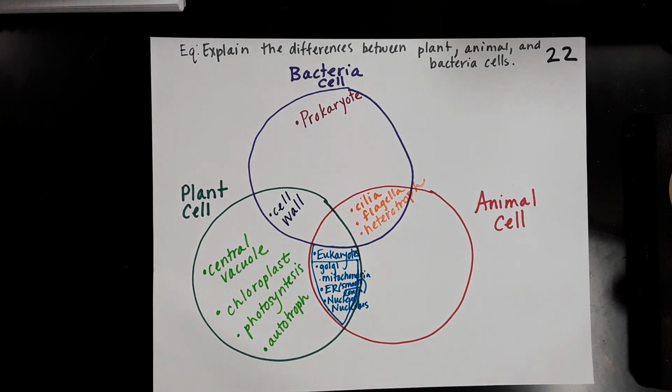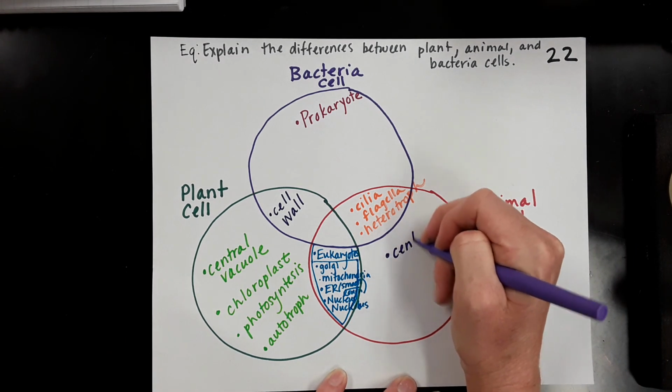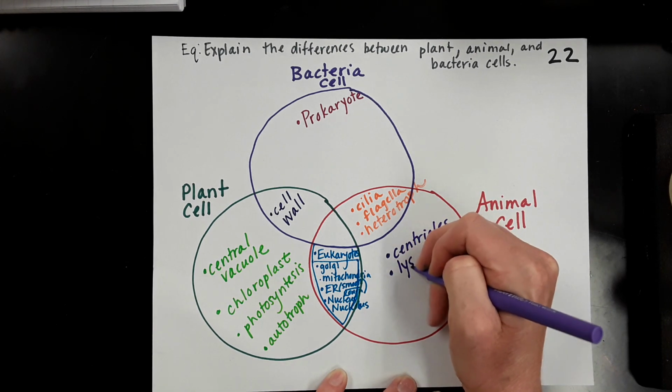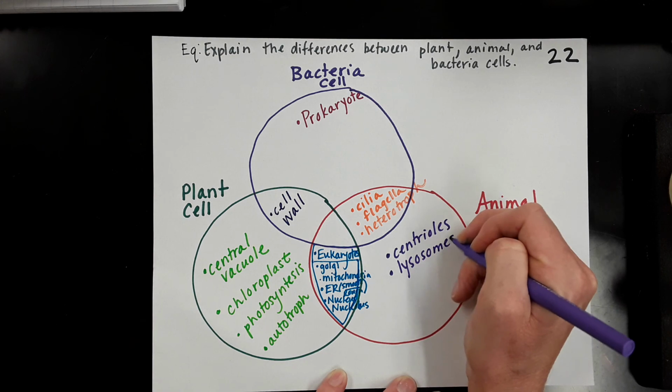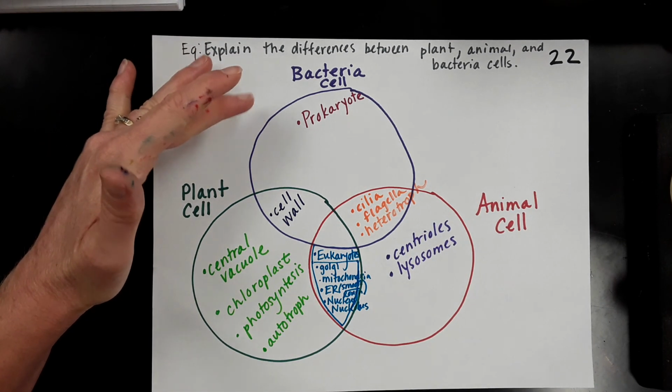Unique to animal cells, animal cells are going to have centrioles. That's unique to animal cells. And they're also going to have lysosomes. And then for the bacteria cell, we said they're prokaryotes.